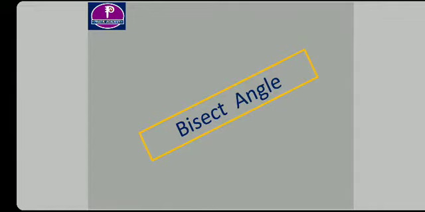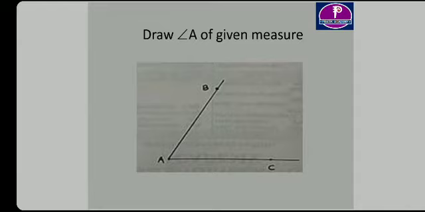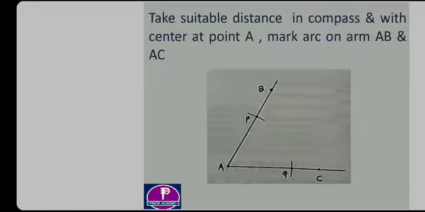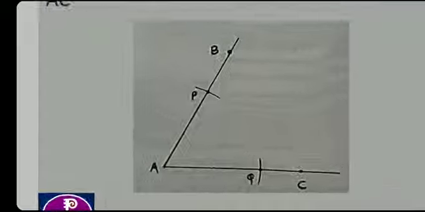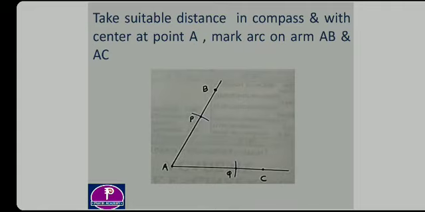Next we will see how to bisect a given angle. For that purpose, first draw an angle with given measurement. Then take some suitable distance in the compass and, with the center of the compass at point A, mark an arc on arm AB and arm AQ. Here P and Q are the points of intersection of these arms with the arc.